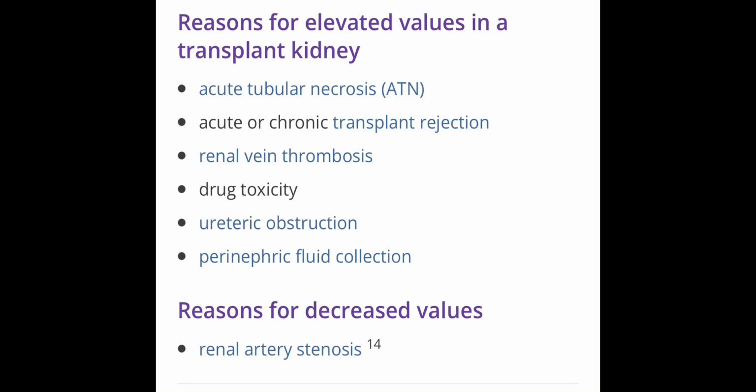The risky things, which can lead to graft loss and even death, occur when this resistive index is high, because renal vein thrombosis and acute tubular necrosis are dangerous conditions. So in a renal transplant recipient, a high resistive index, meaning more than 0.7 or 0.8, is associated with an increased risk of graft loss and even death. So this is the whole detail regarding the resistive index. Thank you.